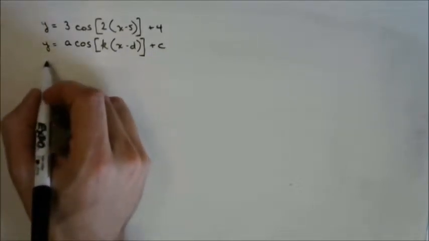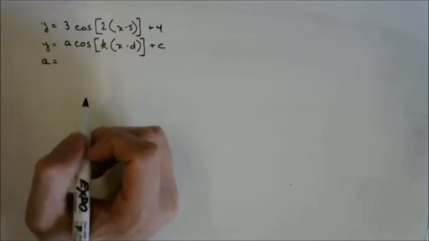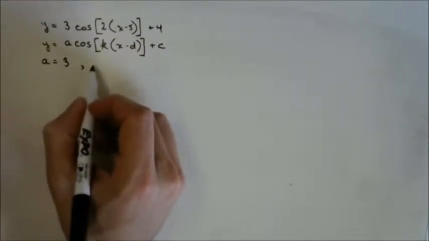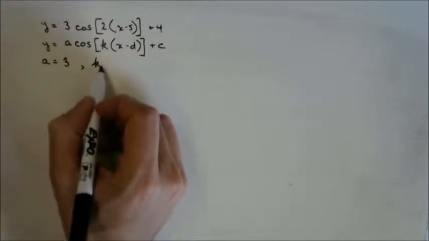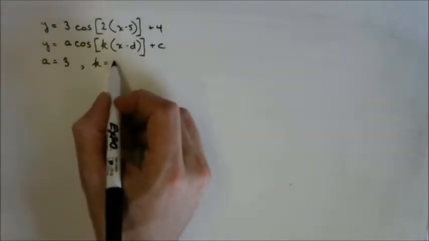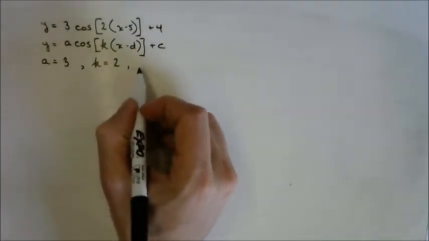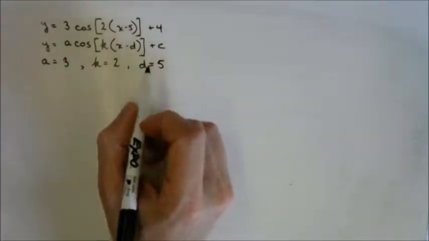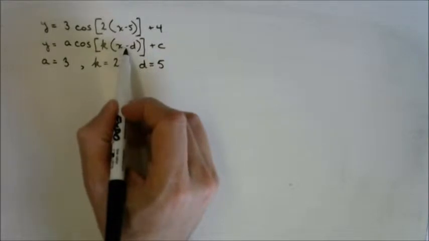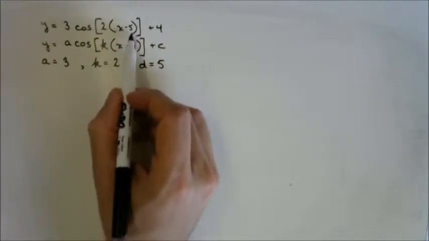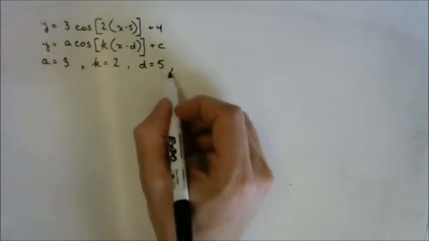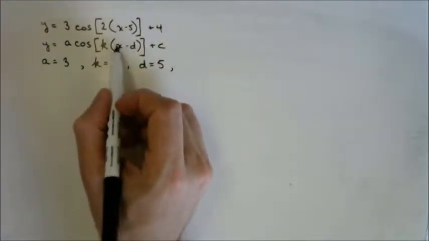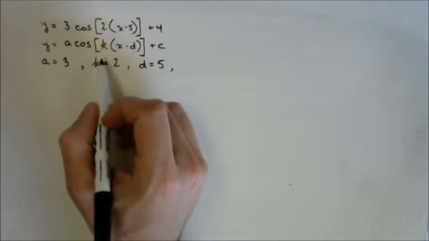So, what is a in our function? A is 3. What is k in our function? K is 2. D is in x minus d, x minus 5, so D is 5. What if there's a 2 in front of the x? Does that change things? If there were a value inside the bracket, we'd have to factor it out.